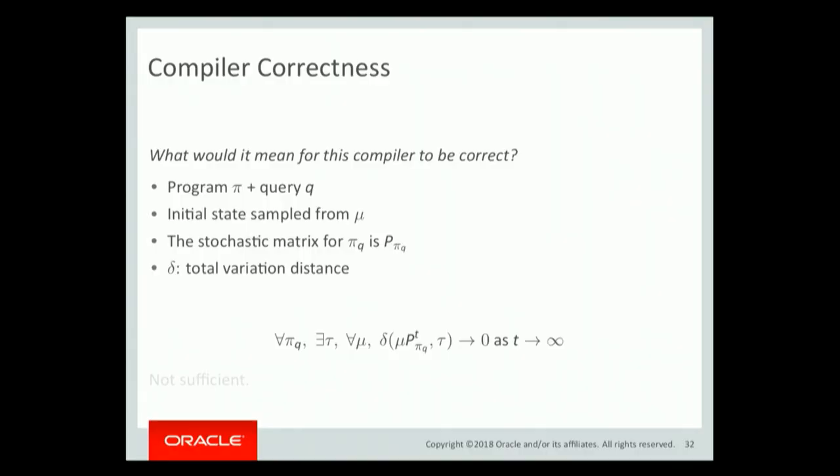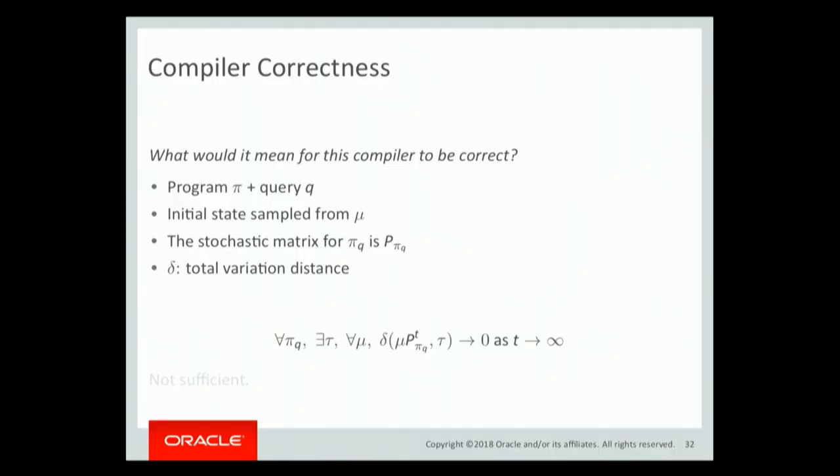So let's say that we have a program pi and a query q, and we'll consider some initial state mu. So what is the compiler doing? It's taking our program, pi and q, and it's going to produce some code that actually is going to be a Markov chain. It's going to be a Markov chain Monte Carlo algorithm, which has, as a Markov chain, a stochastic matrix, right? And I will call this matrix P of pi q.